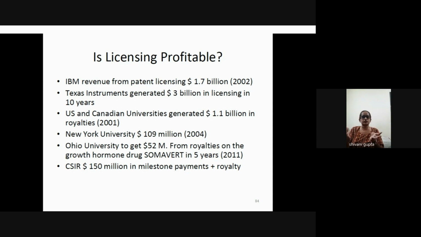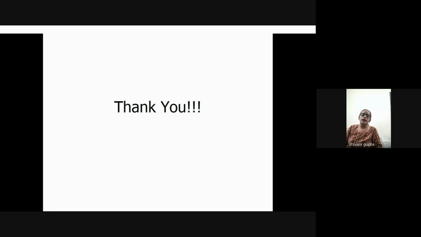Texas Instruments also generated billions of dollars in profit. Then US and Canadian universities are also generating royalty. New York University is generating royalty, and other universities and CSIR are also generating royalty and receiving milestone payments. Licensing is obviously a profitable thing to put forward for technology transfer and for the protection of the IP. And that's all about the different licensing and data protection techniques under the IP.